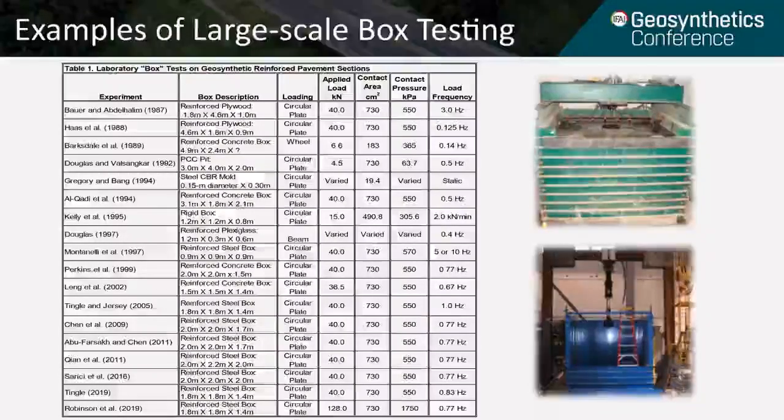Looking at the table, you can see that many of the tests simulate an equivalent single axle load, or ESAL, to represent highway loadings of pavement systems. In addition, looking at the load frequency, you can see quite a bit of variability early in the test program from 1987. However, since 1999, many of the researchers have used a frequency of 0.77 hertz. Thus, much of the dimensions of the boxes and the load mechanisms have been similar.